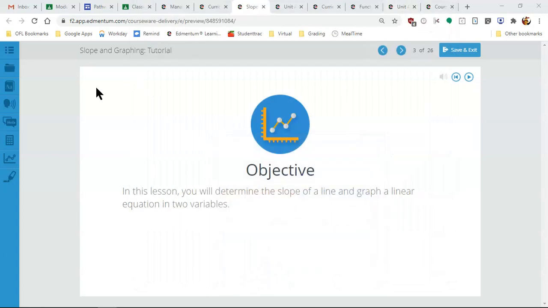So we've kind of talked about lines a little bit before, but now we're really going to get into slope and graphing. What I always like doing is showing you guys, let me sign in here first.